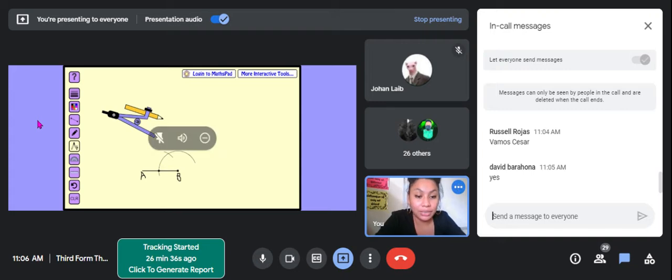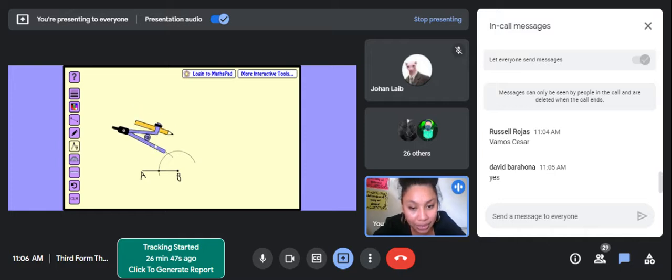120 is 60 doubled, right? What is 60 times 2? 120. So I am going to be doing two 60-degree angles together. I am going to take my compass, same measurement, same everything, and draw another arc on this line.